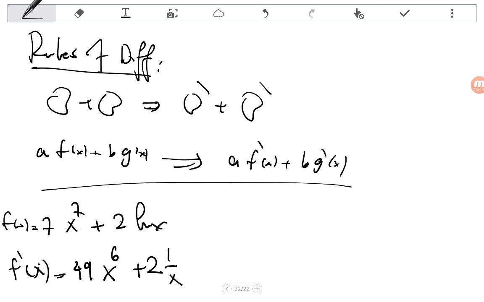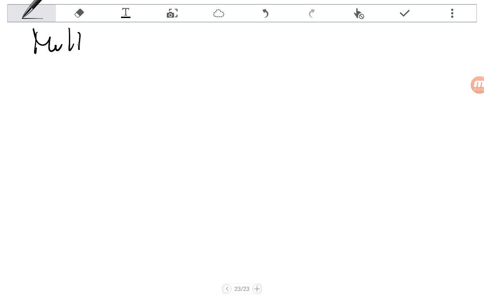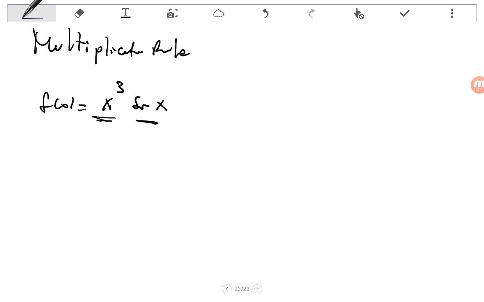Okay, so this is the first rule. Whenever I have a constant, we take it, leave it as it is, and make the derivative of the function, put the plus as it is. Okay. Also we have the multiplication rule. So if I have, for example, f of x is equal to x cubed sine x. Now we have two functions. We know the two functions are in the table, but they are now multiplied by each other. How do I find f dash of x?